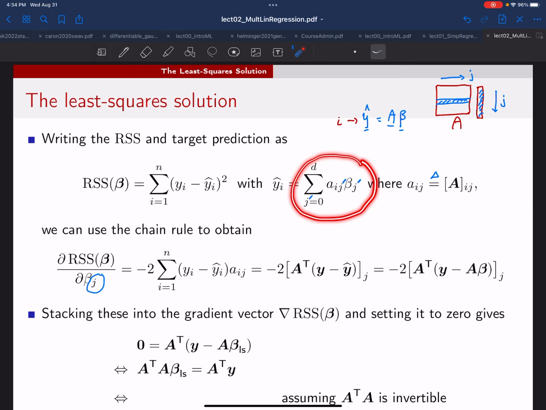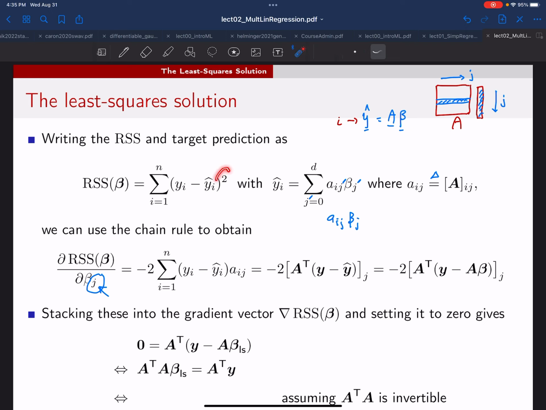So there's a whole bunch of terms in that sum. Only one of them matches j, right? All the ones that don't match j, the partial derivative is 0. So there's only one that remains. And that's going to be that one is going to have a_ij beta j, where now j is the one that matches this j. So if I take the partial derivative of that with respect to beta j, what do I get? a_ij.